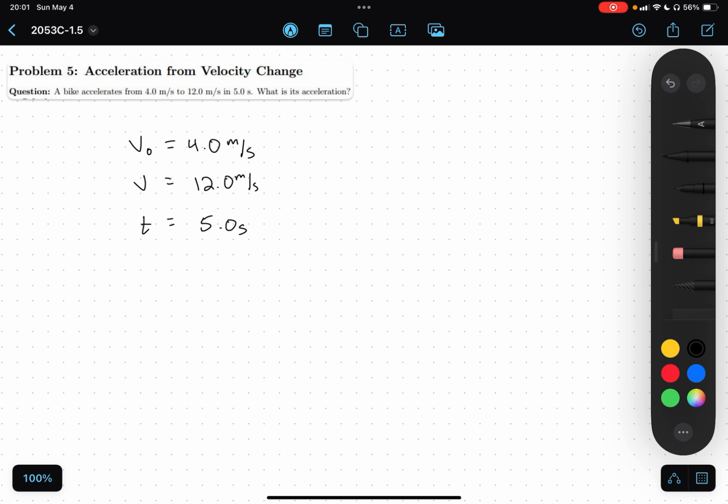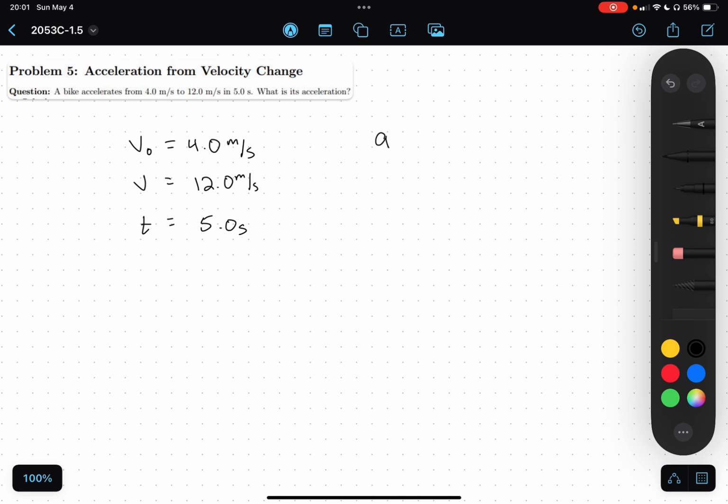So v with this little subscript 0, we would call that the initial velocity, or it gets referred to as v naught. Naught means not having, so it's like not having time, or v at 0 velocity. V without a subscript is the final velocity. And t, of course, is time.